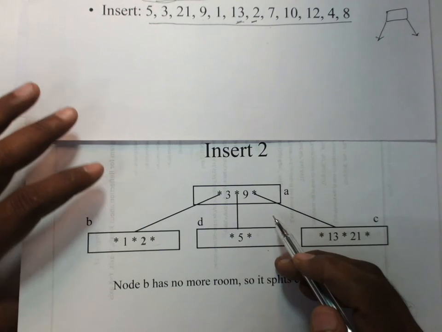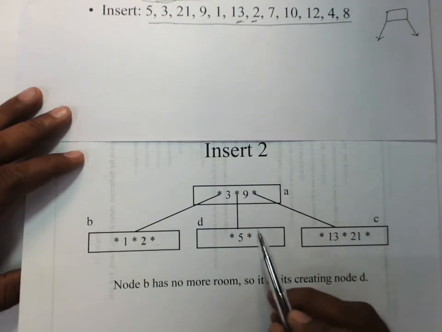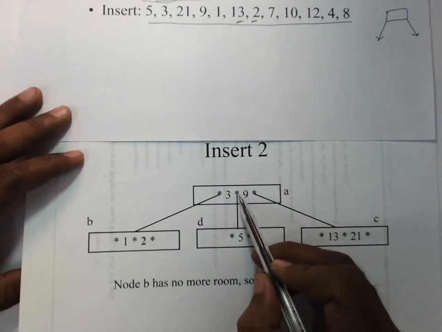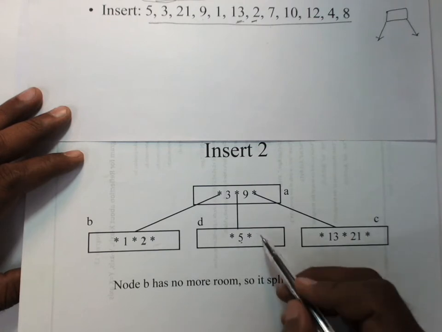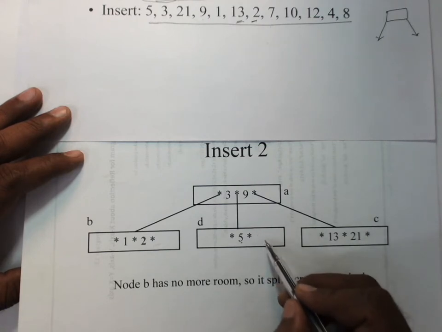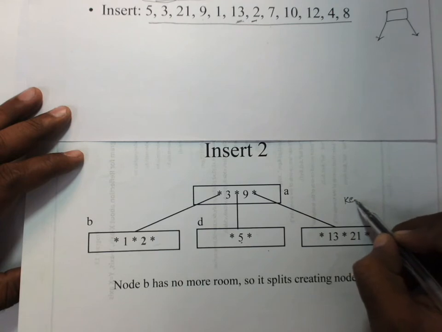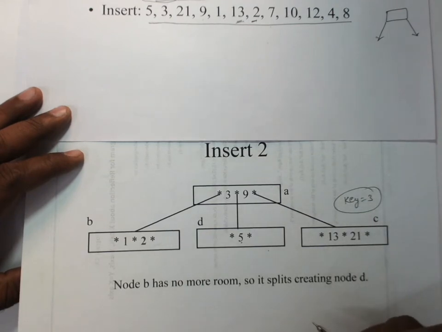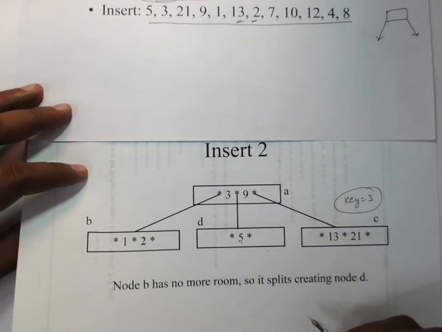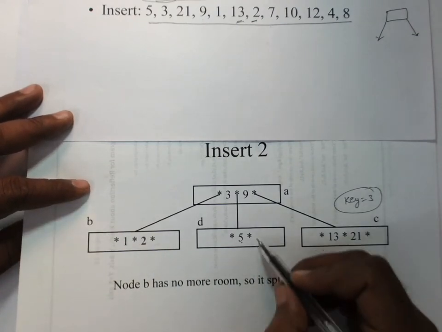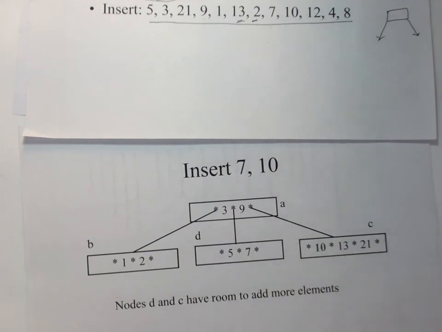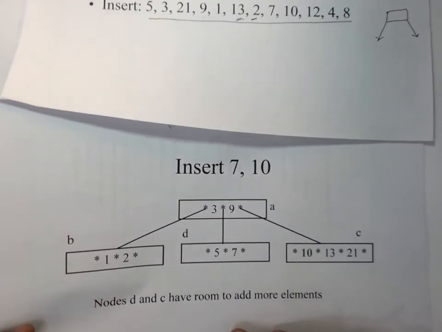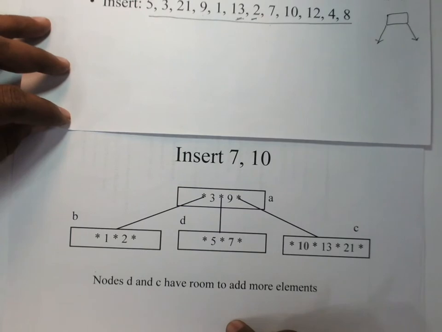Next, after insertion of 2, the next value is 7. Clear? So 7 is compared with the existing tree and lies between these two values, and compared with this one, 5 is compared with 7. So 7 lies in this particular node, because space is available, since the maximum key values that can be stored is 3. Clear? So 7 is inserted simply here.